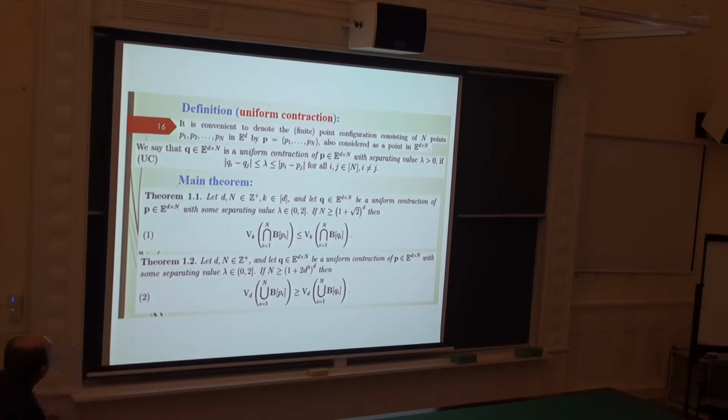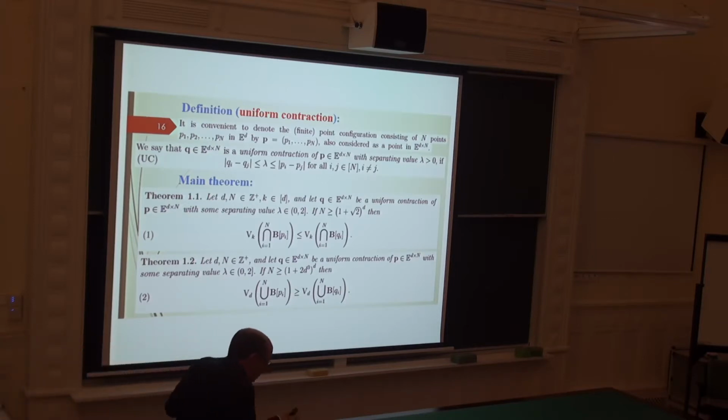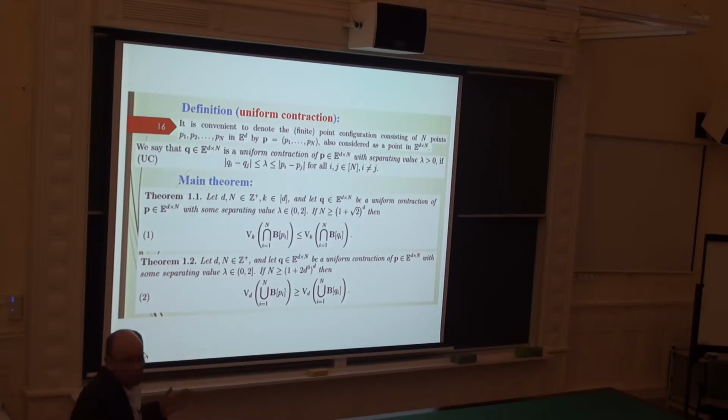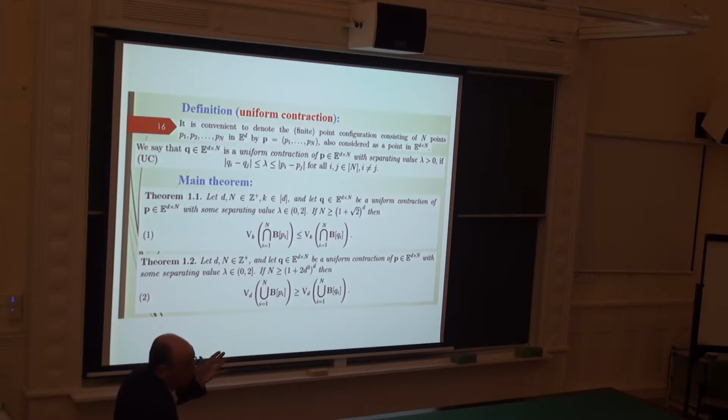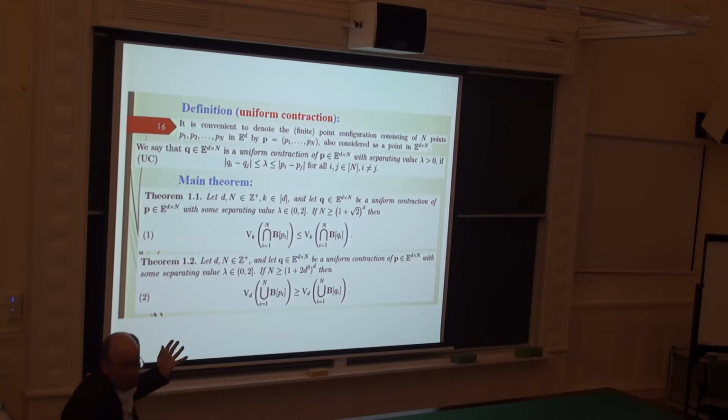So the theorem says that, in fact, we can state a bit more than was stated in the Kneser-Poulsen conjecture in the case of intersections of balls. Imagine that Q is a uniform contraction of P with separating value lambda. Then we draw unit balls around our points, and we take their intersection. The Kneser-Poulsen conjecture says that the volume of the intersection of the balls should increase. Here we state more: regardless of which intrinsic volume you take, that increases as well.